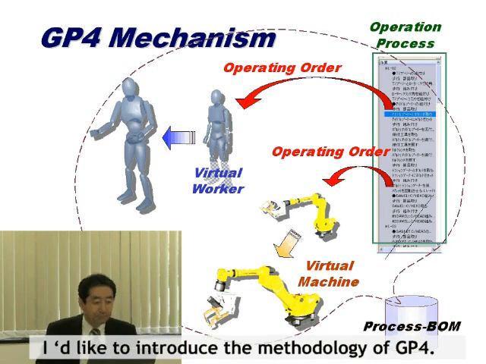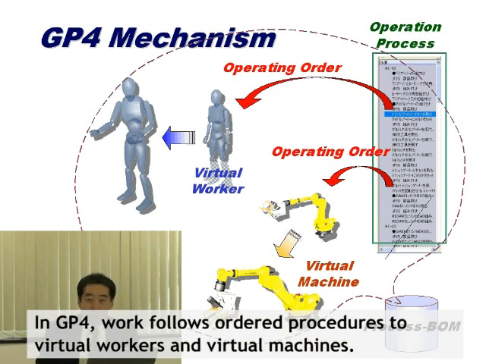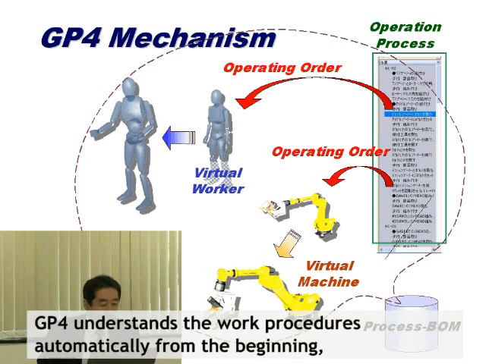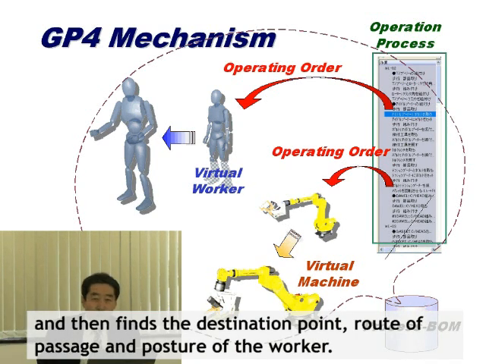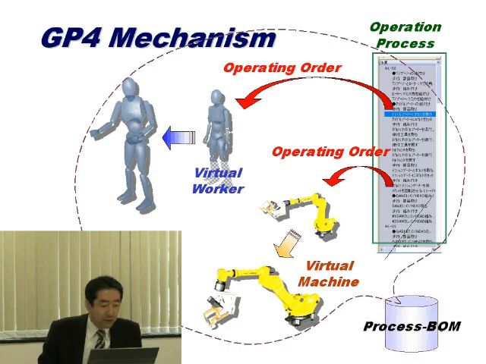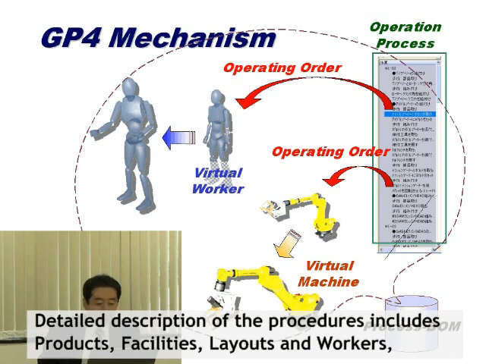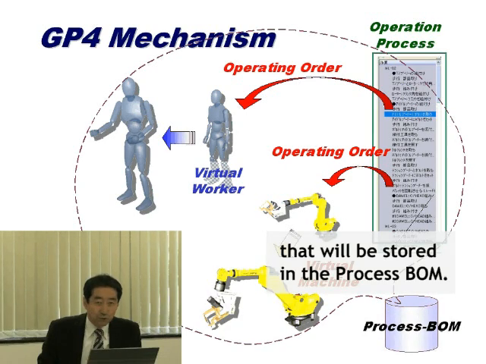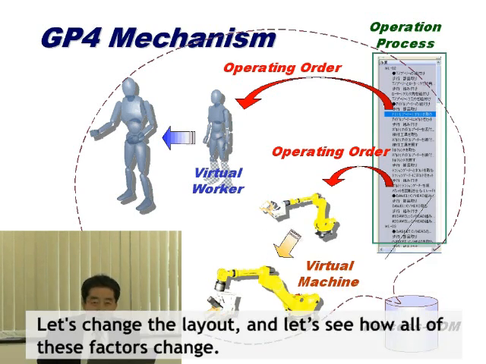I'd like to introduce the methodology of GP4. In GP4, work follows ordered procedures to virtual workers and virtual machines. GP4 understands the work procedures automatically from the beginning, and then finds the destination point, route of passage, and posture of the worker. Detailed descriptions of the procedures include products, facilities, layouts, and workers that will be stored in the process BOM. Let's change the layout and let's see how all of these factors change.